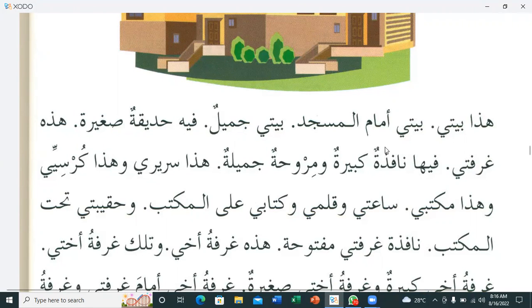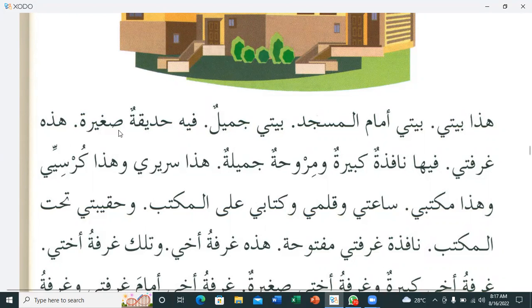Amama, in front. Al-masjid, masjid. Baiti amam al-masjidi, my home is in front of the masjid. Jamilun, beautiful. Baiti jamilun, my home is beautiful. Or my house is beautiful.